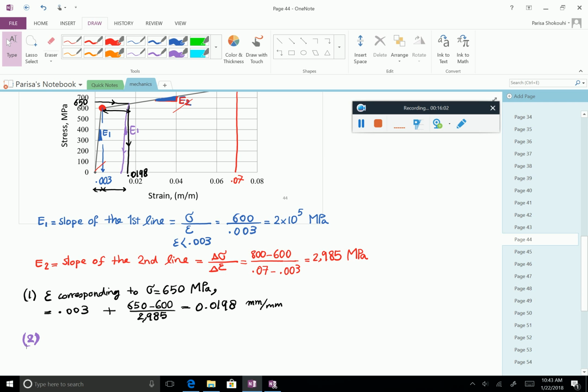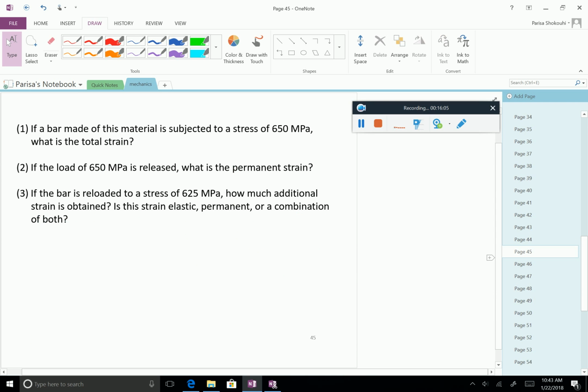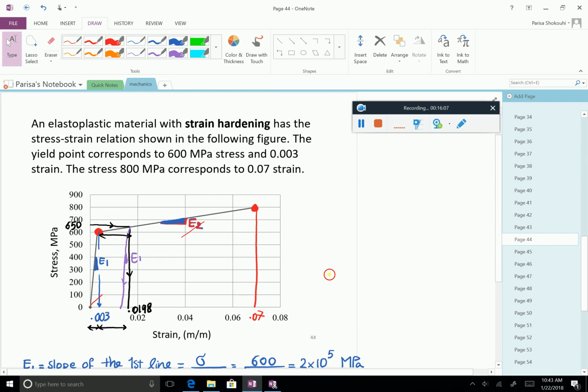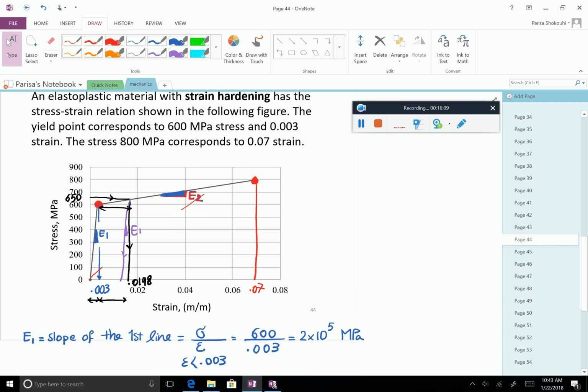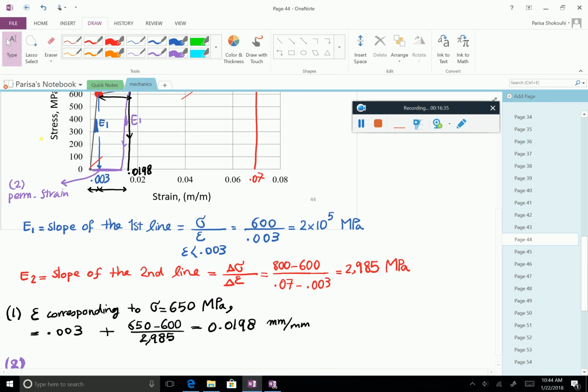So now we want to know, what was the question? We want to know what is the permanent strain. How much is the permanent strain? This part will be recovered, and this will be the permanent strain. So I want to draw the permanent strain with a different color. So this is in part 2 permanent strain. But it's not very hard.